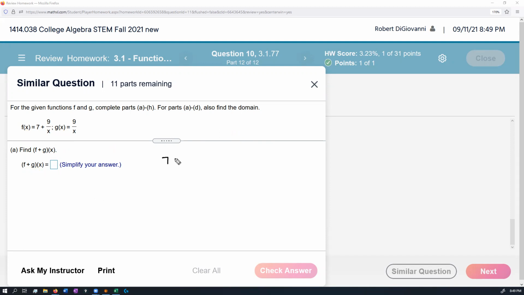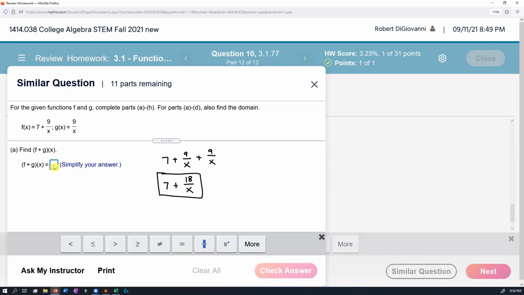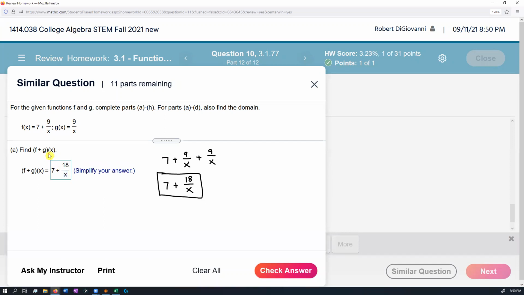So to do this, all we're gonna do is take the two functions and add them together. So we're gonna take 7 plus 9 over x, and then we're gonna add to it 9 over x. And since those have the same denominator, we can just add up the numerators, 18 over x. So that is the sum of those two functions. So let's put that in here: 7 plus 18 over x.